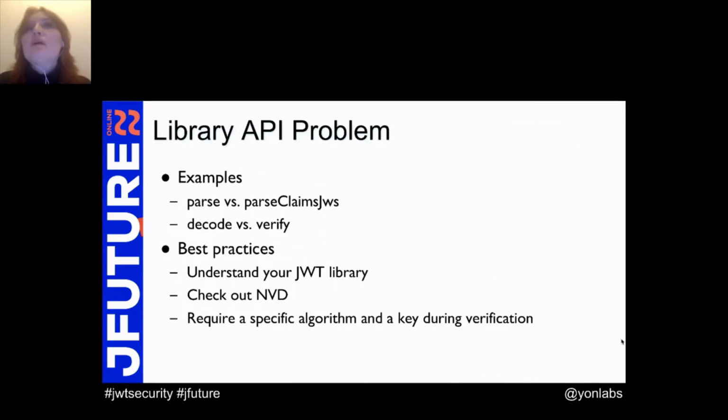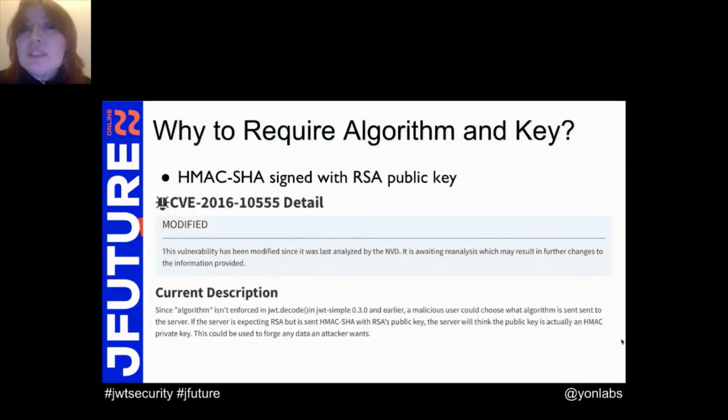To protect our code against such problems, we should understand the library we use. We should check out vulnerability databases. And in addition, in our code, we should also require a specific algorithm and a key during verification. Why should we require a specific algorithm and a key? Because otherwise we can end up with serious security vulnerabilities in our code, like this one, when a hacker can trick a vulnerable application to change the algorithm to HMAC SHA instead of RSA.